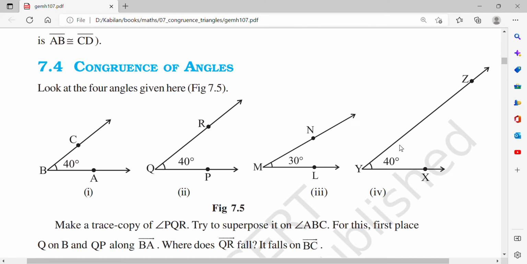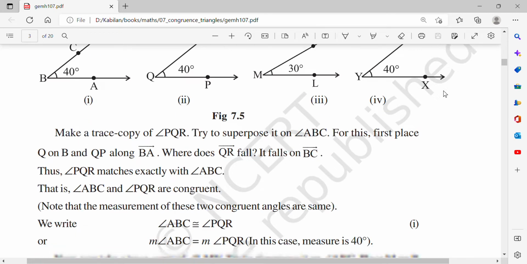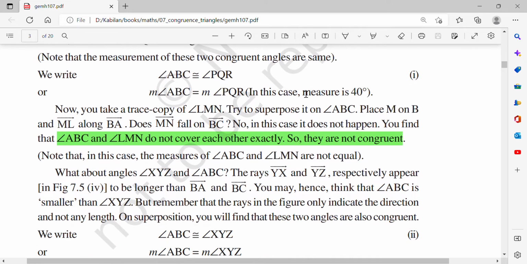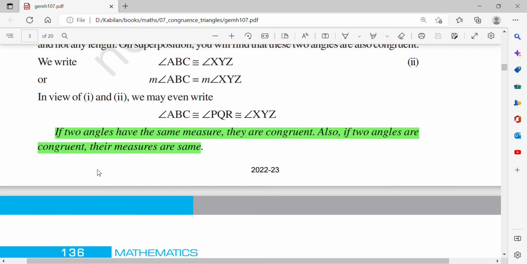You may see figure 4 is lengthier than figure 1. We have to compare only the angles here. So figure 1 is congruent to figure 4. This length is just a direction, it's not actually length. So 1 and 3 are not congruent. Now, if two angles have the same measure, they are congruent. Also, if two angles are congruent, the measures are the same.